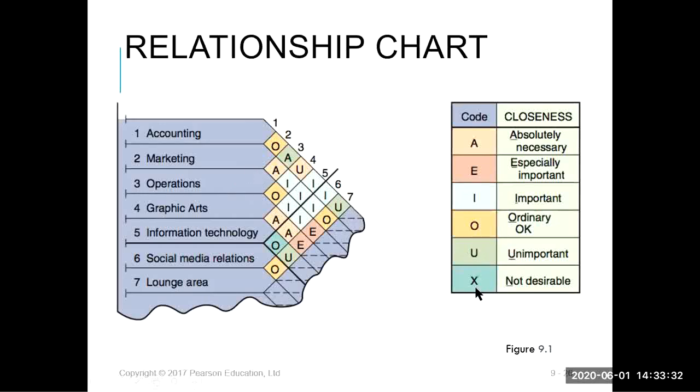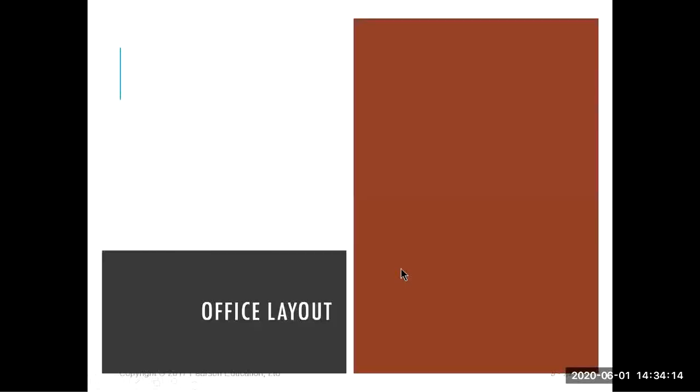So X, there's no X here. U, you see, accounting and the lounge area. Accountants don't like to go to the lounge area, so you don't have to put accounting near the lounge area. Graphic arts needs to be near information technology. So this is the method to consider for office layout: see the importance of interaction between two departments.